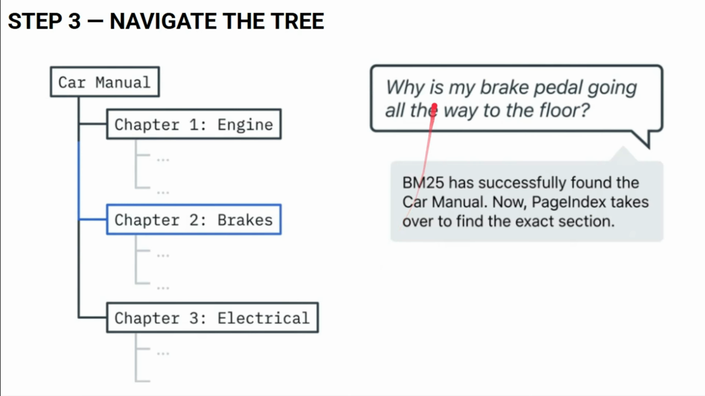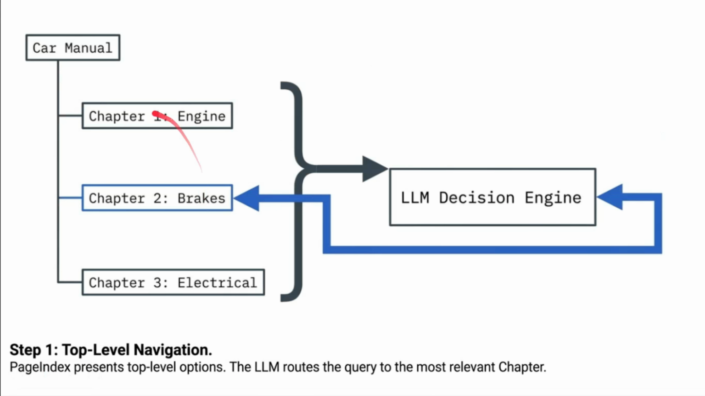And now the LLM looks at the question. Why is my brake pedal going all the way to the floor? The LLM thinks, brake pedal? That sounds like braking system. So it chooses Chapter 2 Brakes. Page index moves into that branch.